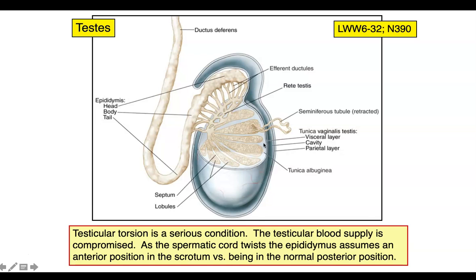The tunica albuginea, or capsule of the testis, sends septa within the testis, and these septa divide the inside of the testis into lobules. See, there are lobules, and in between the lobules, these are the septa. Within the lobules of the testis, there are fine thread-like structures, which we call the seminiferous tubules. Inside the seminiferous tubules, the spermatozoa are produced.